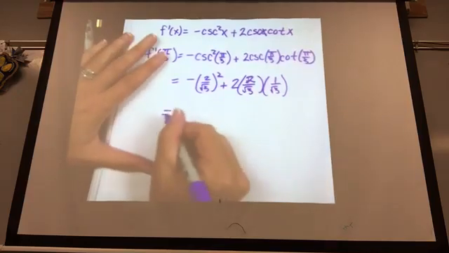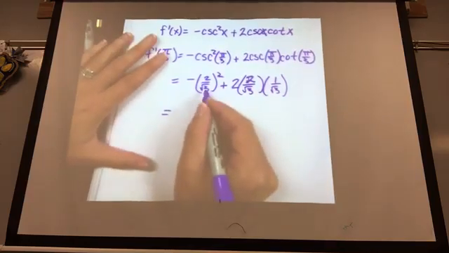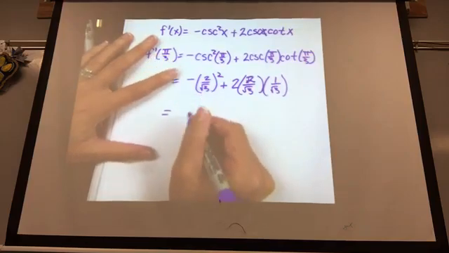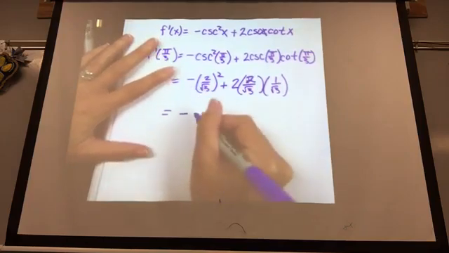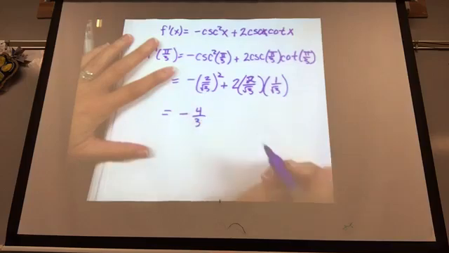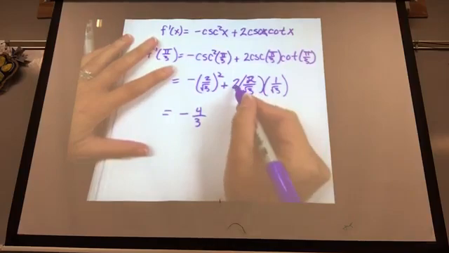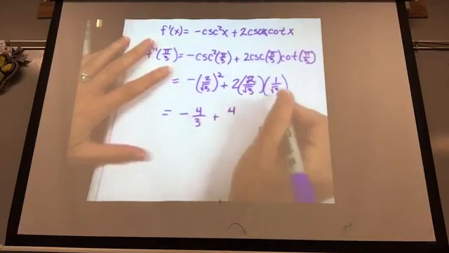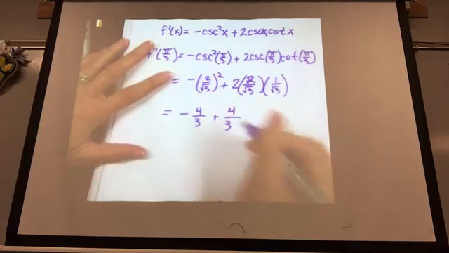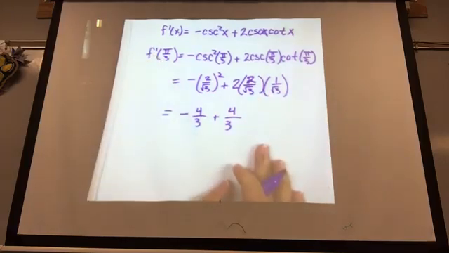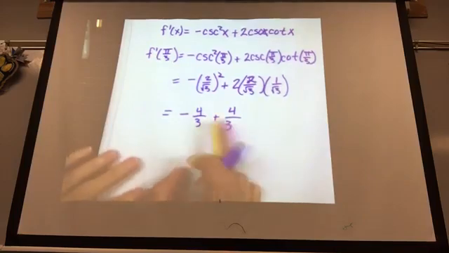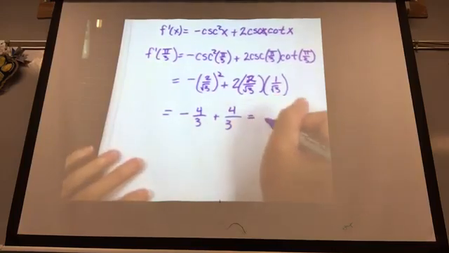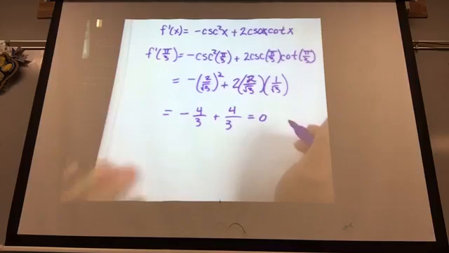So now we can simplify. 2 over the square root of 3 squared, and we still have this negative out front, becomes 4 over 3. And then over here we have 2 times 2 times 1 on top, so plus 4 over the square root of 3 times the square root of 3, which is 3. And negative 4 over 3 plus 4 over 3 is 0, so that is my slope.